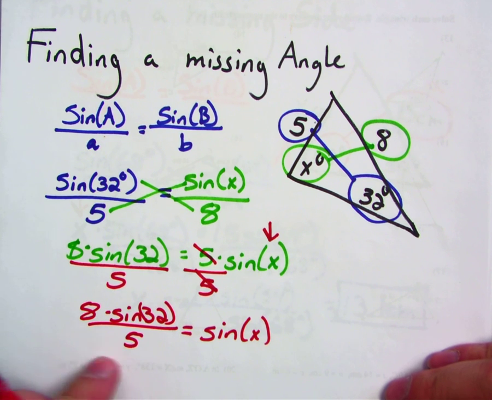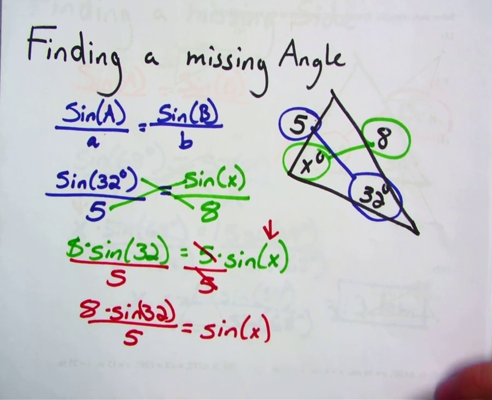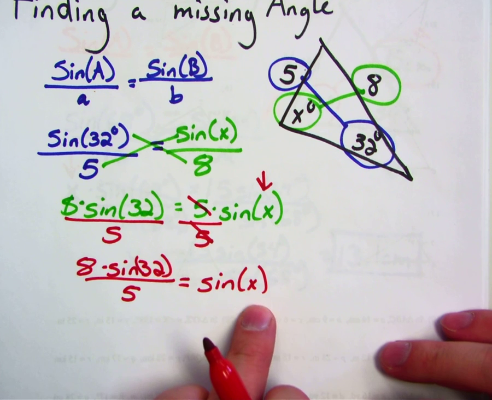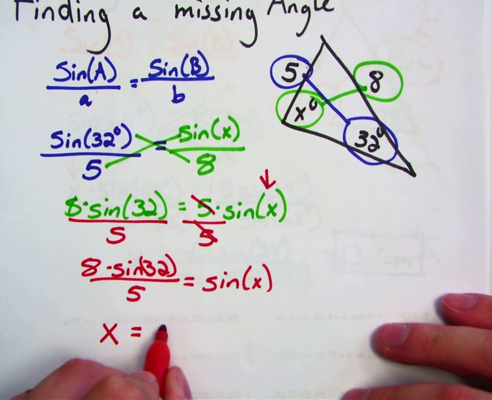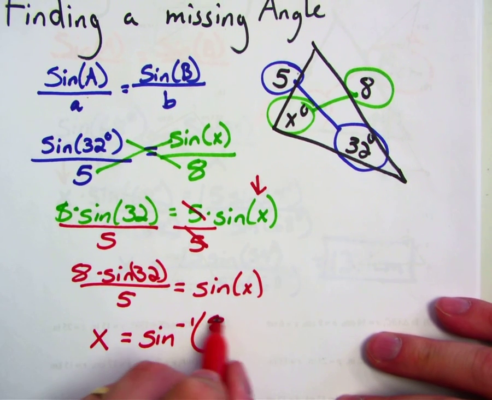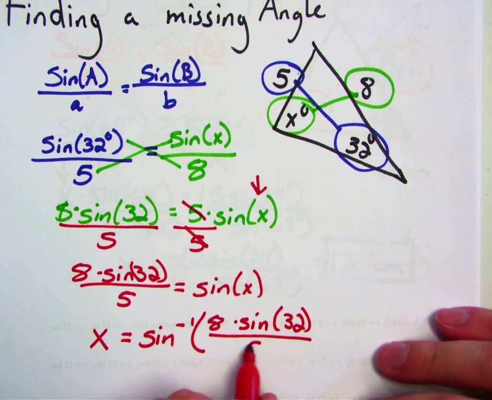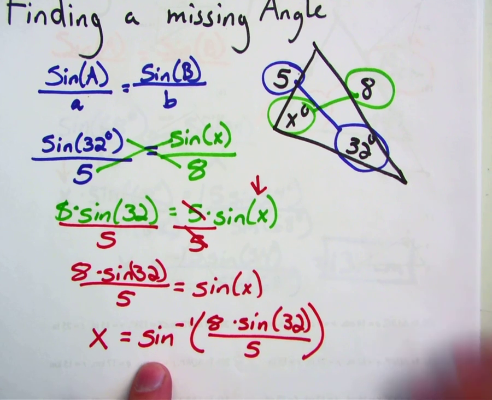And you could evaluate this with your calculator, but this is the sine of angle x. And just like when we were doing regular right triangle trigonometry, to find an angle when we know its sine, we're going to use the inverse sine. And so we just have to tell the calculator, hey, I know the sine of this angle is 8 times the sine of 32 divided by 5. Plug that into the inverse sine on your calculator, and it's going to give you your angle.